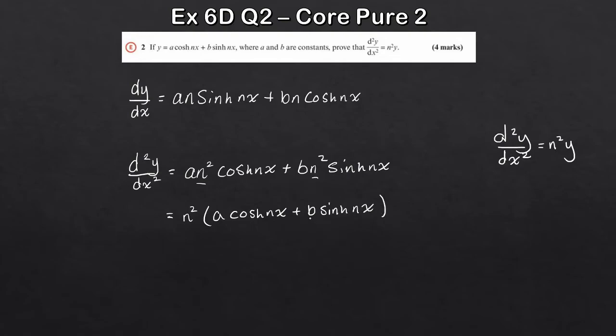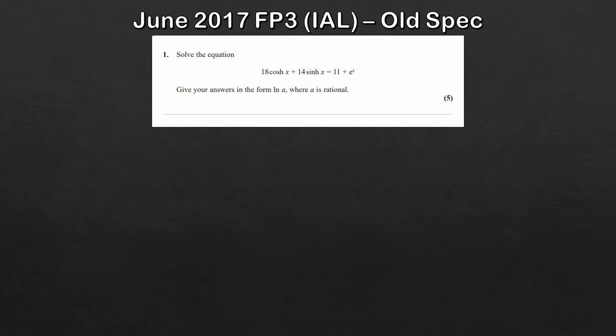Okay. Well, this now is actually just my y from the beginning. A cosh nx plus b sinh nx. So this is just equal now to n squared y as required, because we have the y in the first line of the question. Okay, so 4 marks. That's quite a nice differentiation question. That's probably something quite early on, or as the first part of a hyperbolic functions question. Okay, so hopefully that makes sense. If there's anything that you want to clear up with that, just be sure to leave a comment. But yeah, let's move on to the next one.